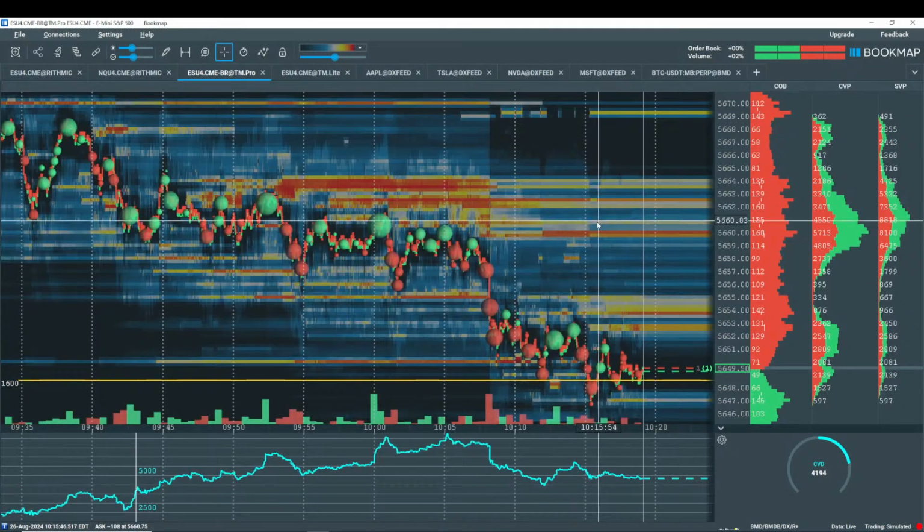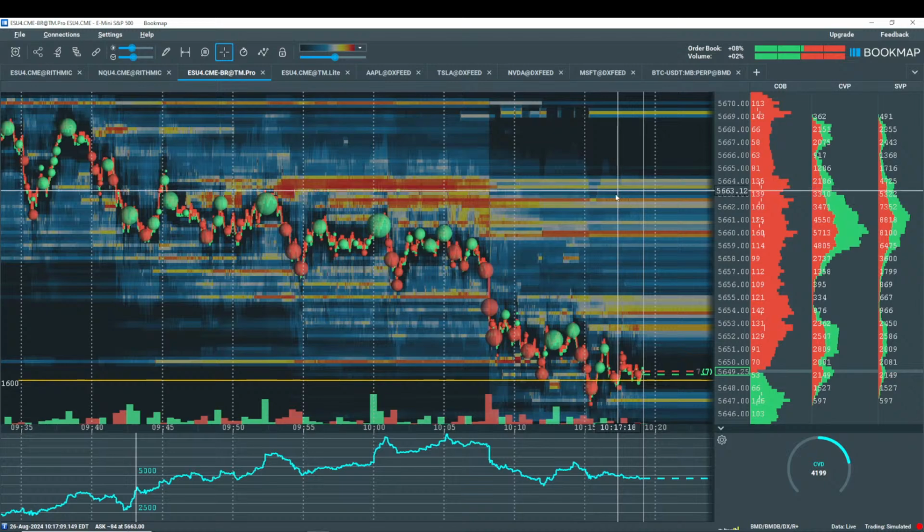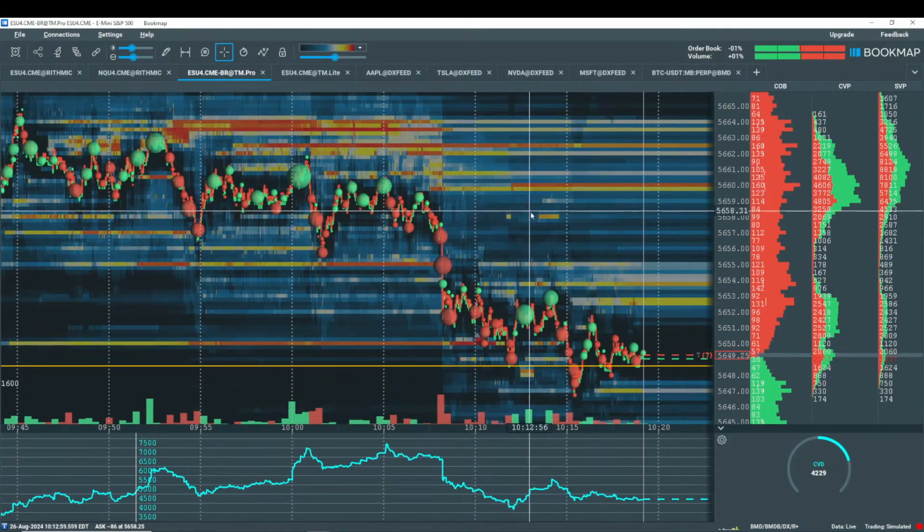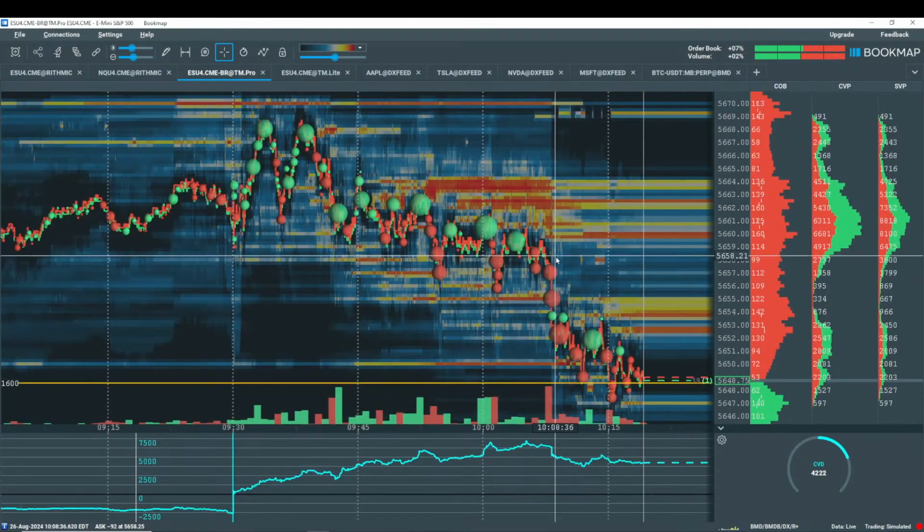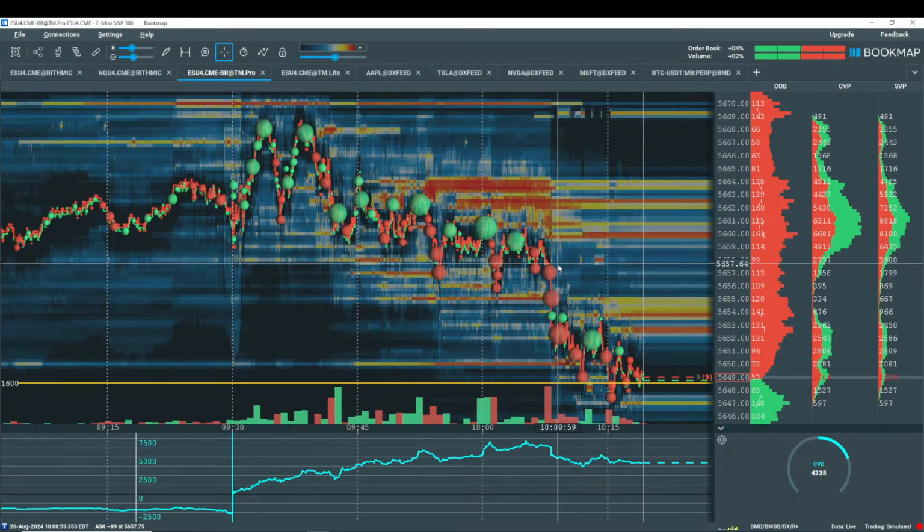Right, and then once you build up some confidence in that, it is the same structure that you're looking for in these bigger trades. It's exactly the same thing.